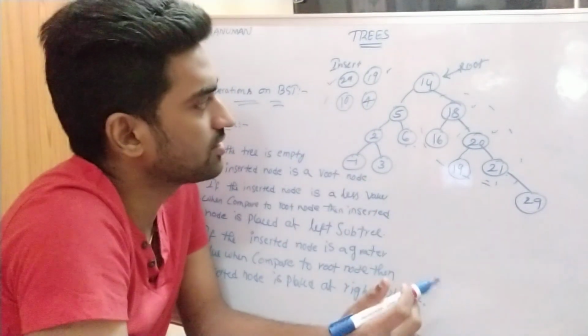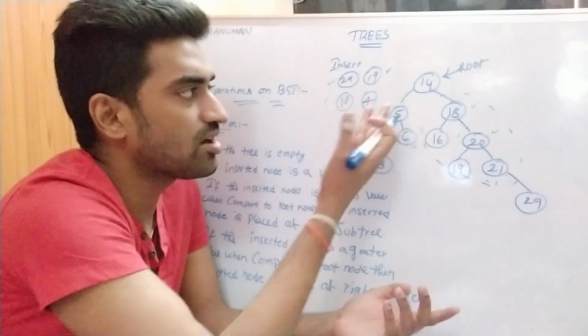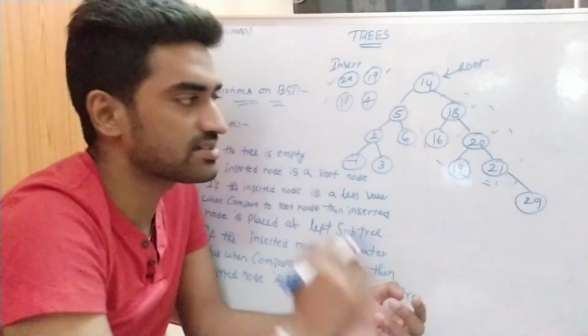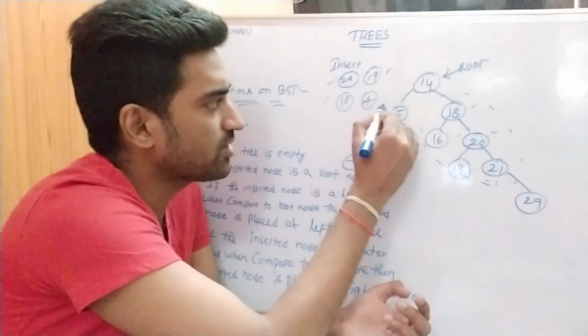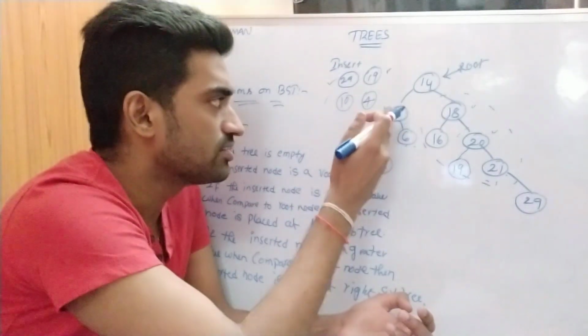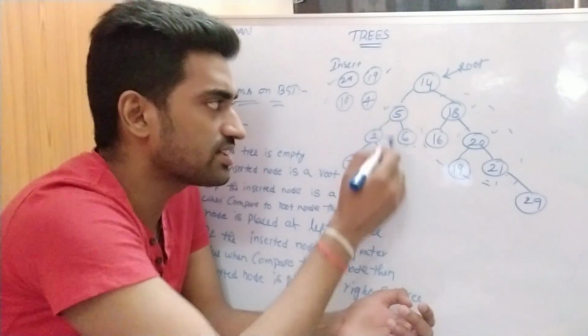10. So 10 is compared to the root node. It is obviously less value, so that's why we can place it in the left subtree. So in the left subtree, what is the root? 5. When compared to 5, this is greater value. So that's why we can place it at the rightmost position.